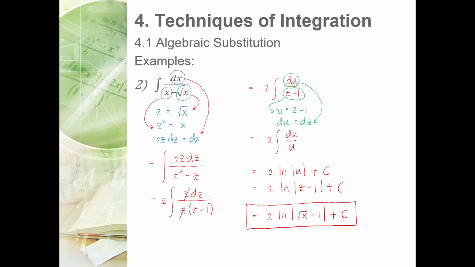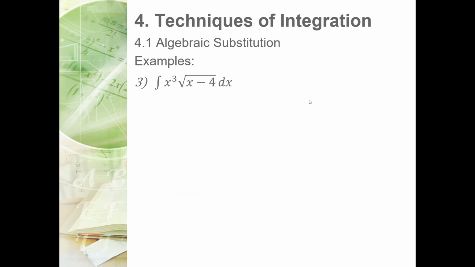Okay, so hearing none, let's proceed with the next example. So this time we're going to have the integral of x cubed. Take note that the cube is on the x variable, not the index of the radical expression. So x cubed times the square root of x minus 4 dx.